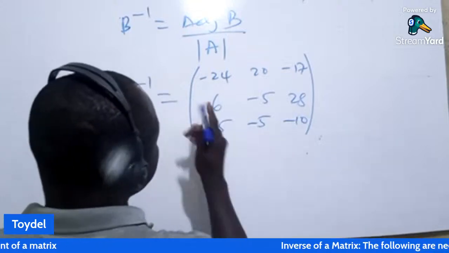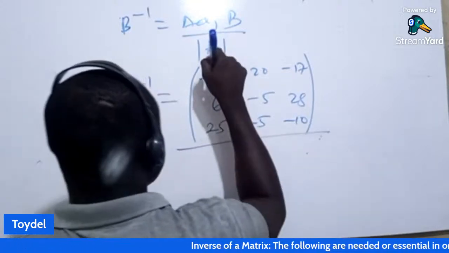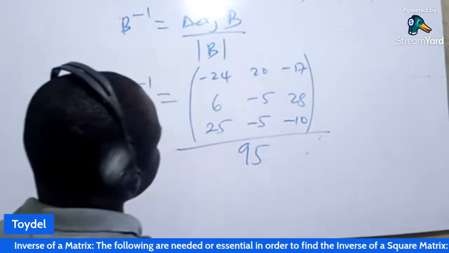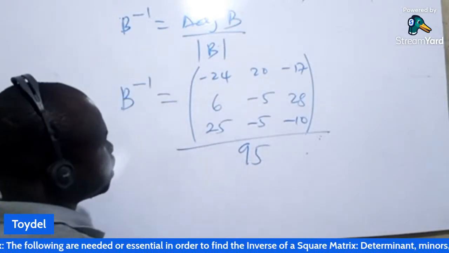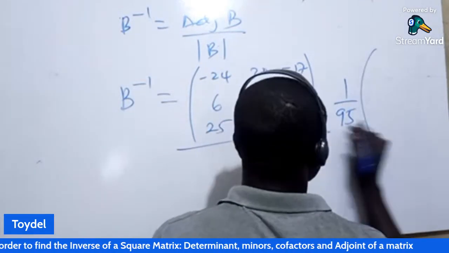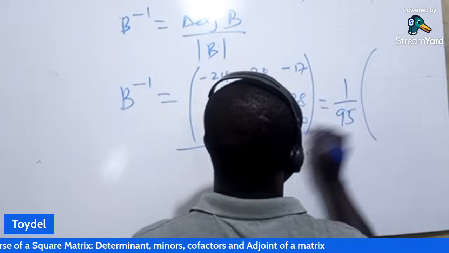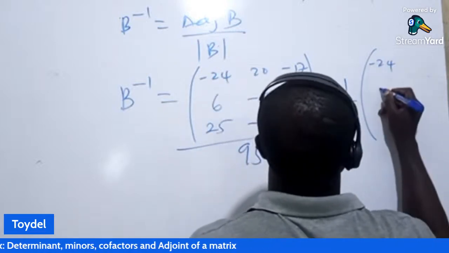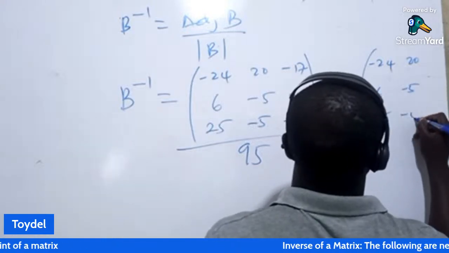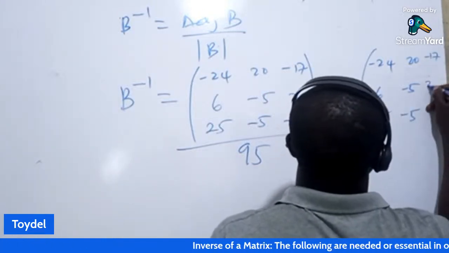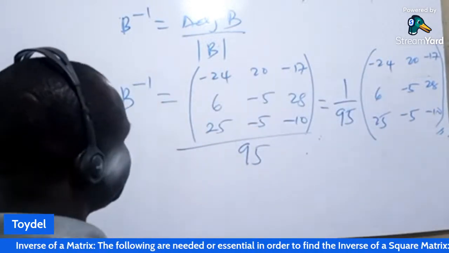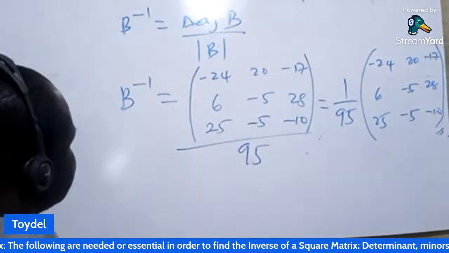The inverse of B is now this divided by the determinant of B, which is given as 95. We got it as 95. So this represents the inverse of B. And we can rewrite it as 1 over 95, bringing it out. This is the same thing as minus 24, 6, 25, 20, minus 5, minus 5, minus 17, 28, minus 10. So this is the inverse of B.